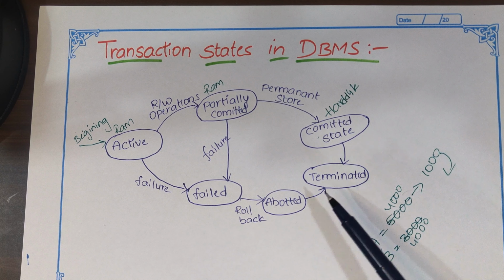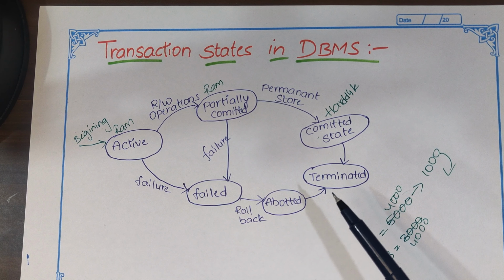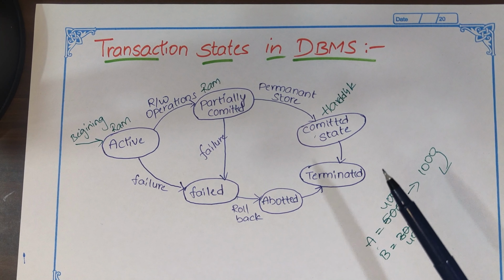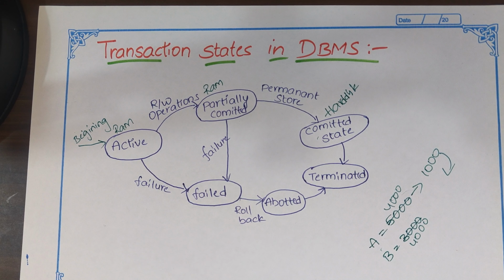After completing everything, the database releases all the resources like memory and CPU, everything is released and the transaction completely ends. This is what happens inside the states of a transaction.